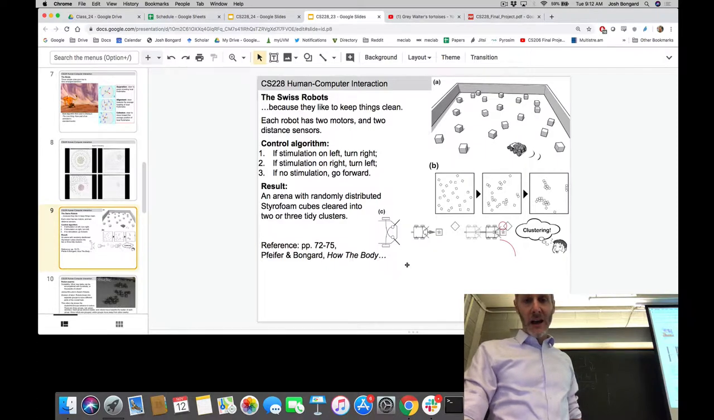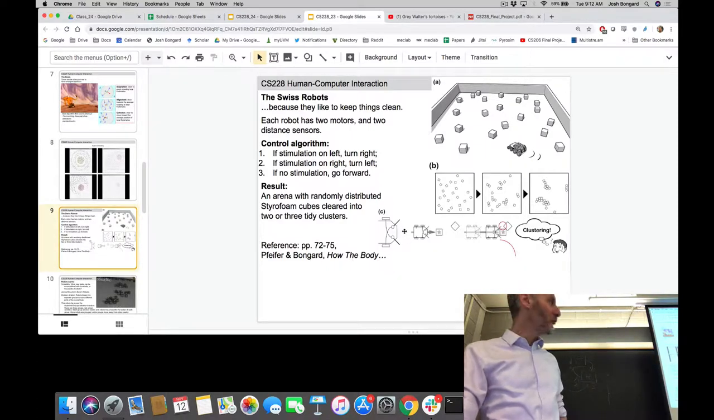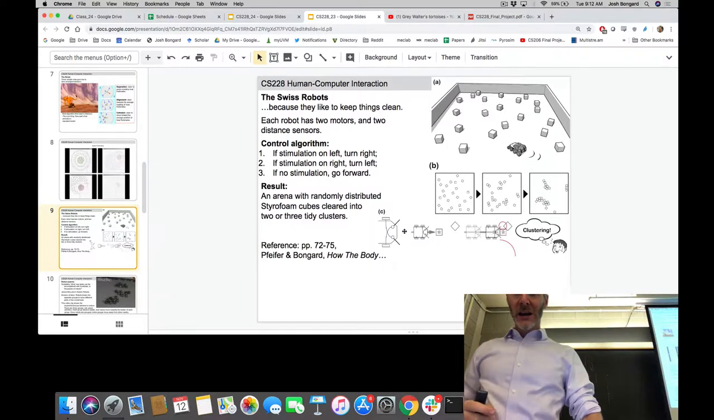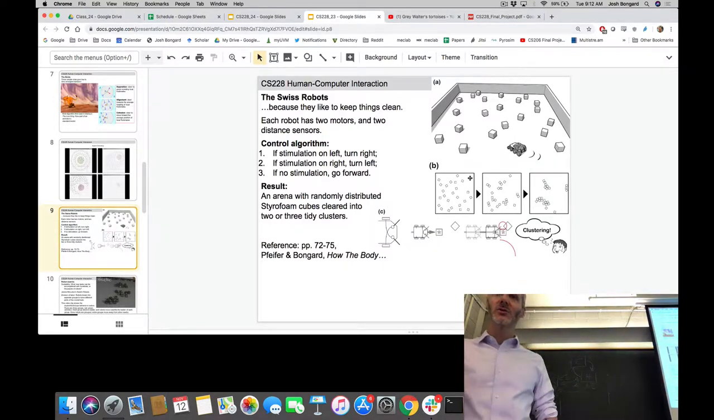The difference here actually comes from the shape of the robot. You'll see that these robots have a flat nose, and then they have these two diagonal corners in front of the two wheels. If you put them in an environment with styrofoam cubes distributed throughout the arena, and like the Roomba, they will just start moving in a straight line in whatever direction they were originally heading.